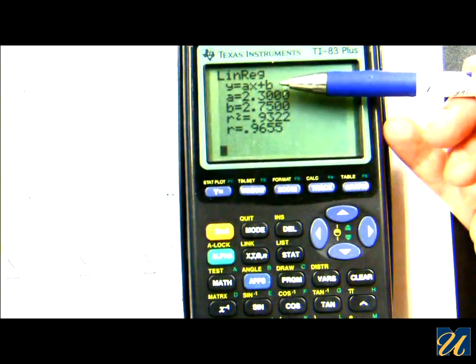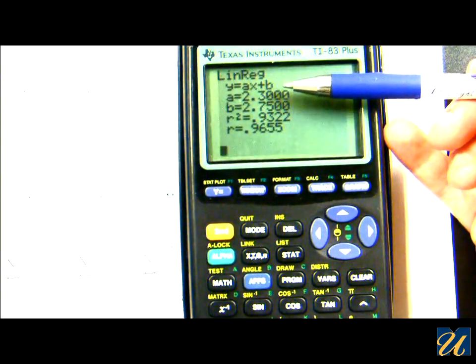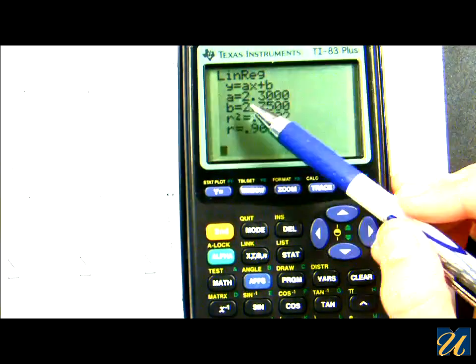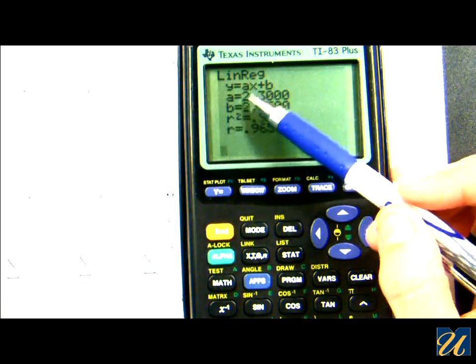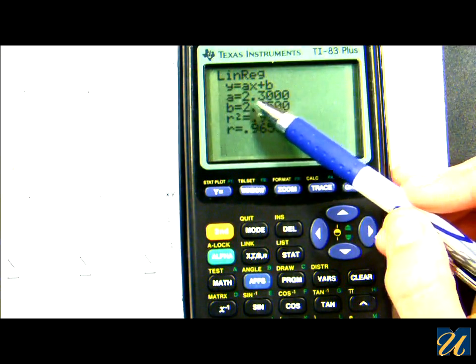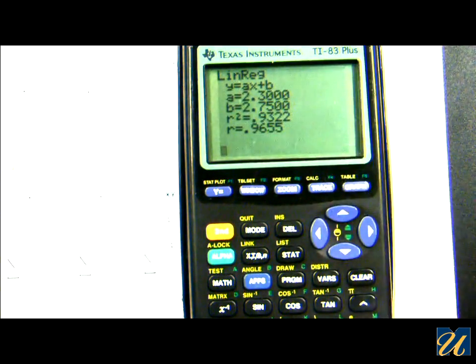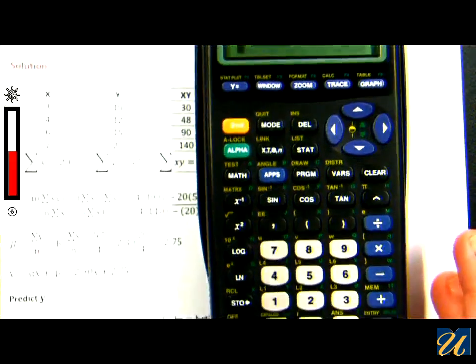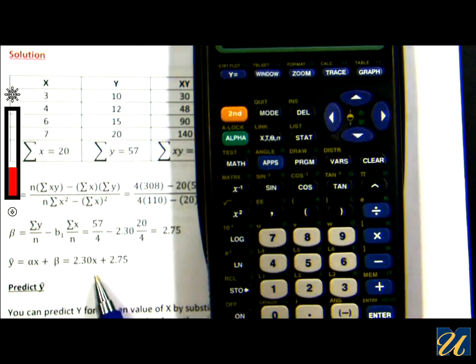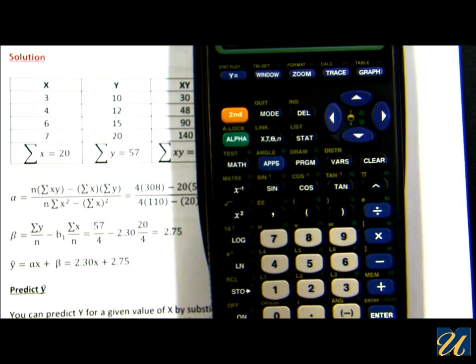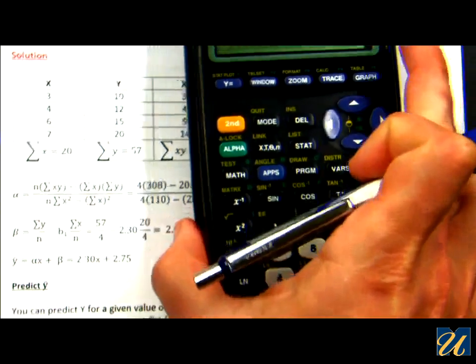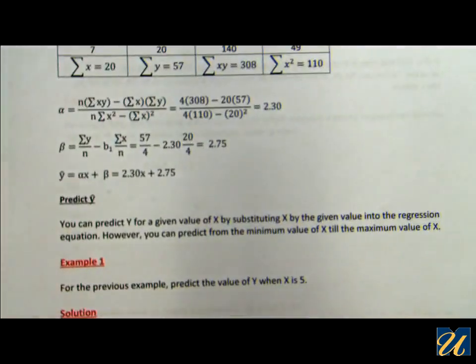So based on the equation that we have, y predicted would be equal to a times x, alpha times x, which is 2.3 in our case, 2.3x plus your 2.75, which is the y-intercept. And this is how you would write down your equation, same way as, if you notice here, this is exactly the same as we found using the formulas, only a lot faster, obviously.